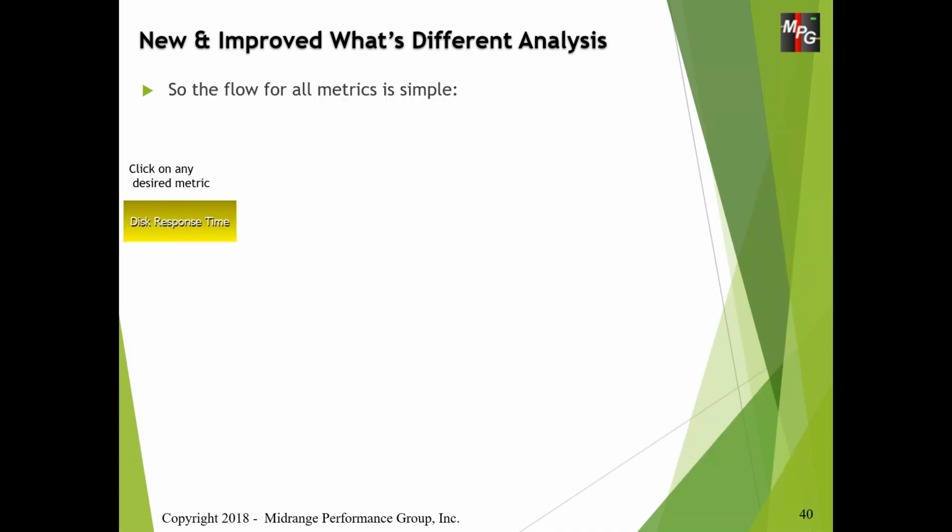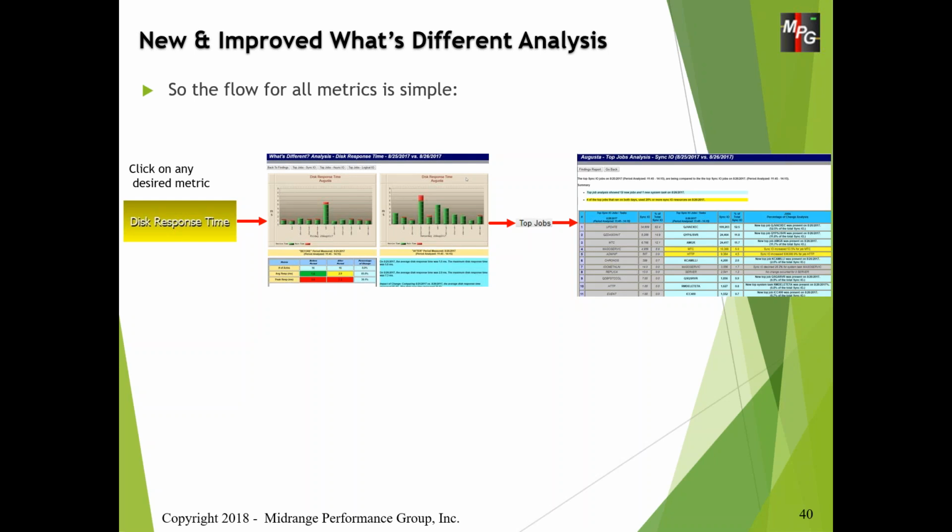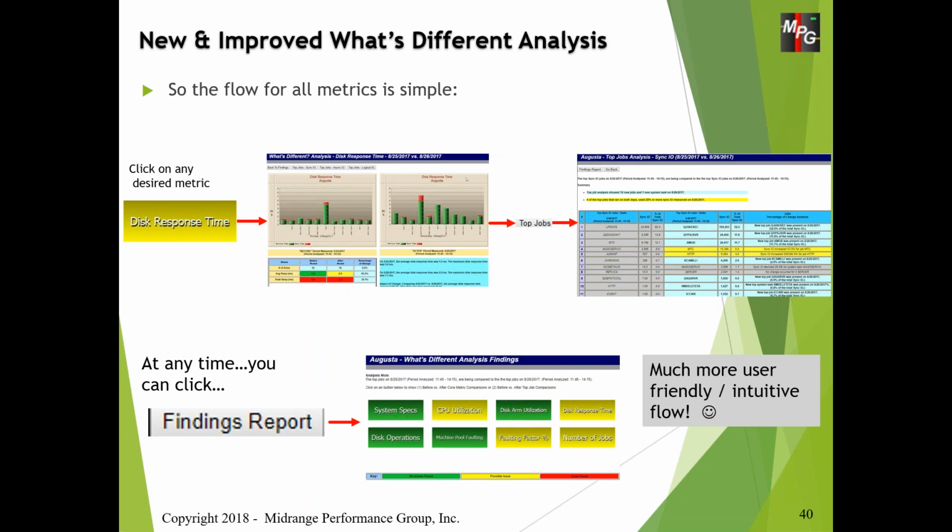All right, so just the flow. I'd like to show you guys the flow. Whatever metric it is, you click on it, you get the side-by-side picture so you can see what the system was doing in regards to that metric. And then look at this. You click top jobs and you look at the report. It's that easy. And then you simply hit the findings report button to go back to the starting point. So you do that iteration for all core metrics, and I think you guys will agree that's a lot simpler to get to the culprits.